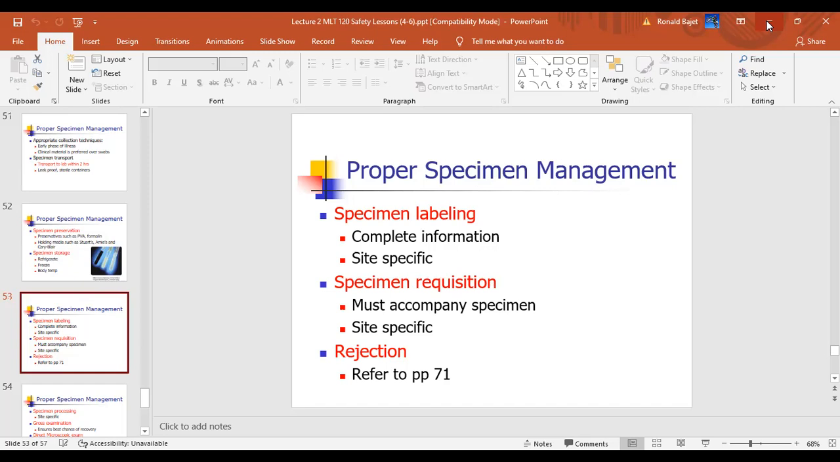Specimen requisition, again, you have to make sure that they write the correct information, like left lower lobe when it's actually the right lower lobe, things like that. You have to make sure that the nursing staff correctly labels the specimen, and the same information corresponds to the information on the paperwork. And then there's a rejection criteria, and that's on page 71.